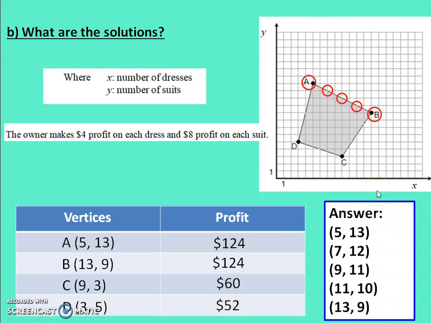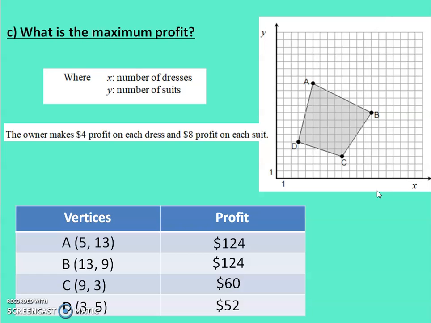And finally, you could also be asked, what is the maximum profit? And for that one, it doesn't matter that there are 2 points with the same, or actually, in fact, 5 points with the same profit. The max profit is just the max profit, 124.